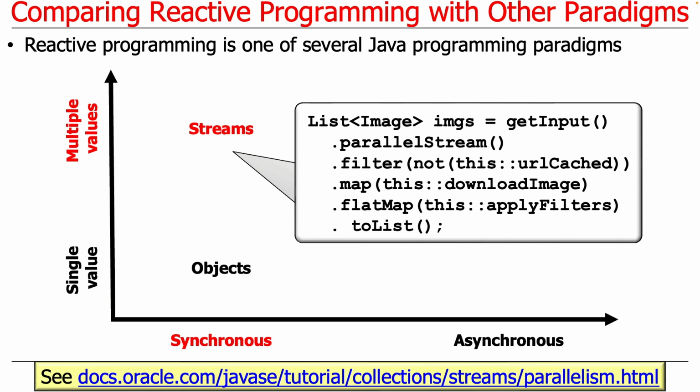Another paradigm that emerged in the 2014 timeframe was the streams paradigm, where a stream, be it a parallel stream or a sequential stream, uses synchronous calls where you're blocking, but you can have multiple values. So here's a simple example where we're going to take a list of URLs. We're going to make this into a parallel stream. We're going to get rid of everything that's been cached before. We're going to ignore things that are cached. We're going to download everything that wasn't cached, and we're going to apply some image processing filters, and we're going to return the results as a list. So that's a classic stream approach, and notice we get a set of multiple values in this case.